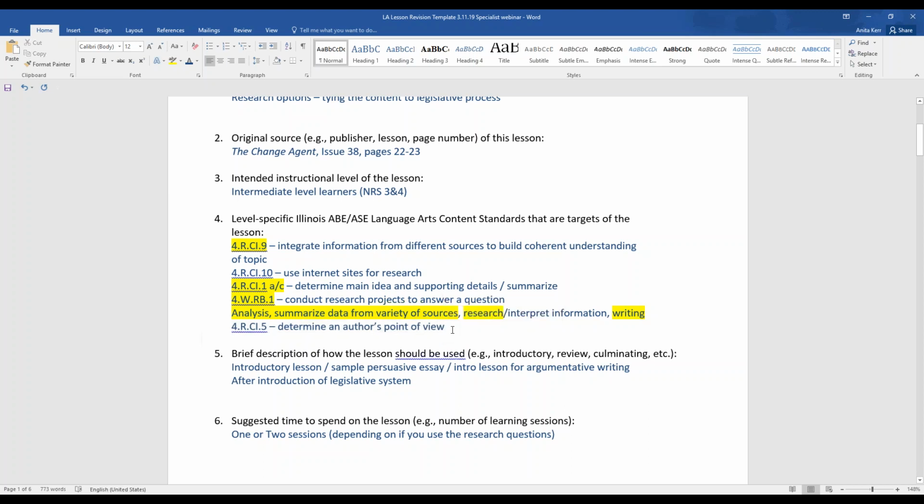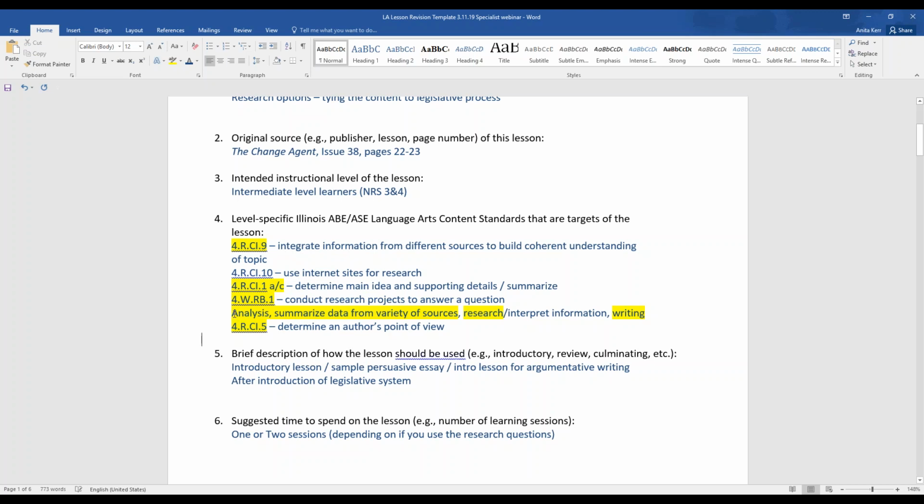And where do you know the author's point of view? How do you know it's pro-immigration, etc.? That's one that could be integrated if you were going to use some of this persuasion and pro-con approach that we talked about. So I'll leave that one up there as well.